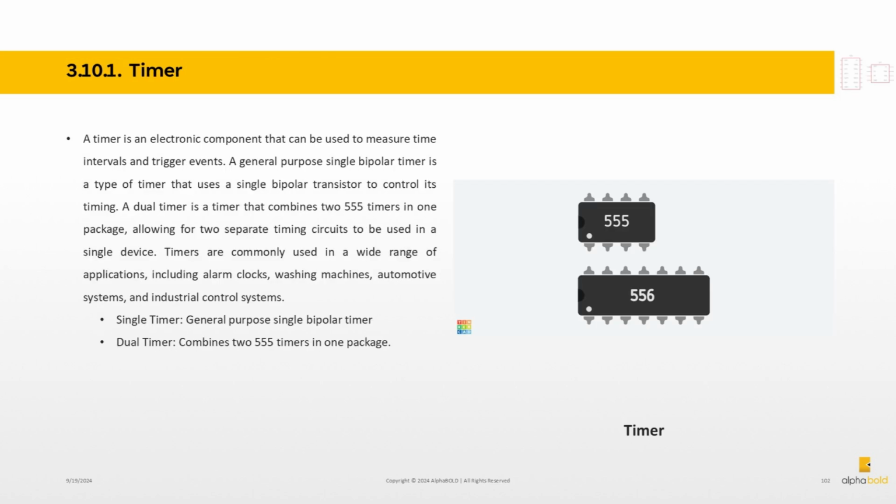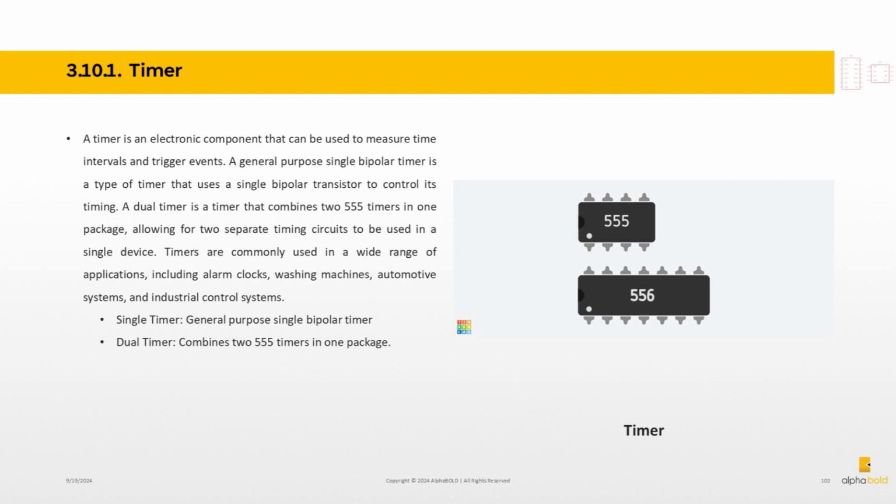A timer is an electronic component that can be used to measure time intervals and trigger events. A general-purpose single bipolar timer is a type of timer that uses a single bipolar transistor to control its timing. A dual timer is a timer that combines 2 555 timers in one package, allowing for 2 separate timing circuits to be used in a single device.